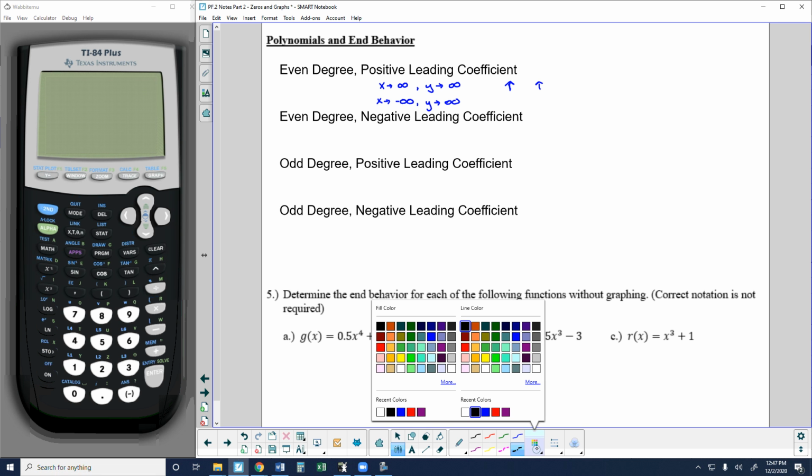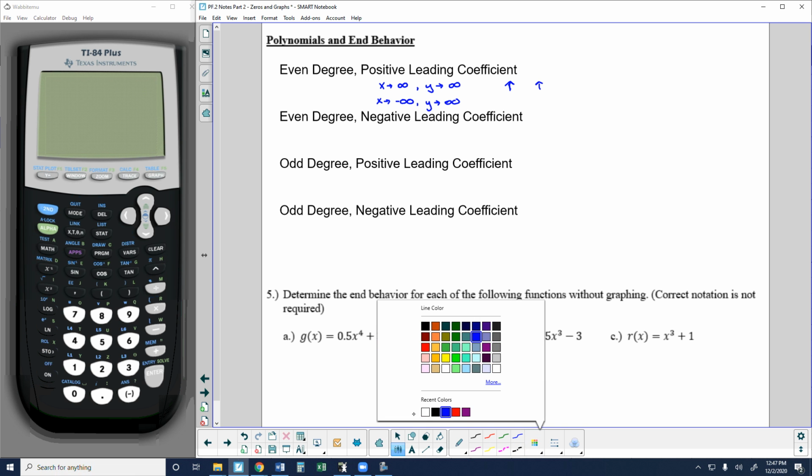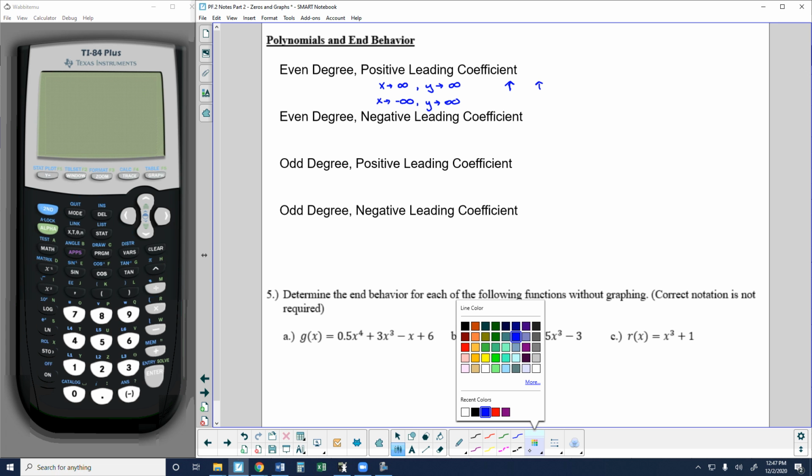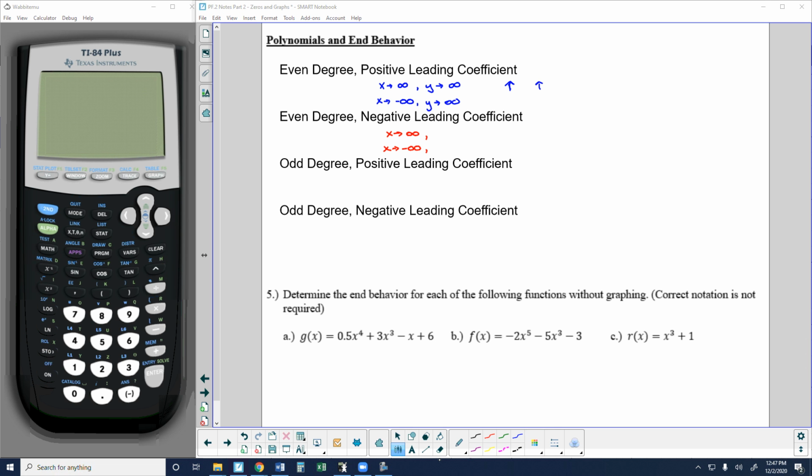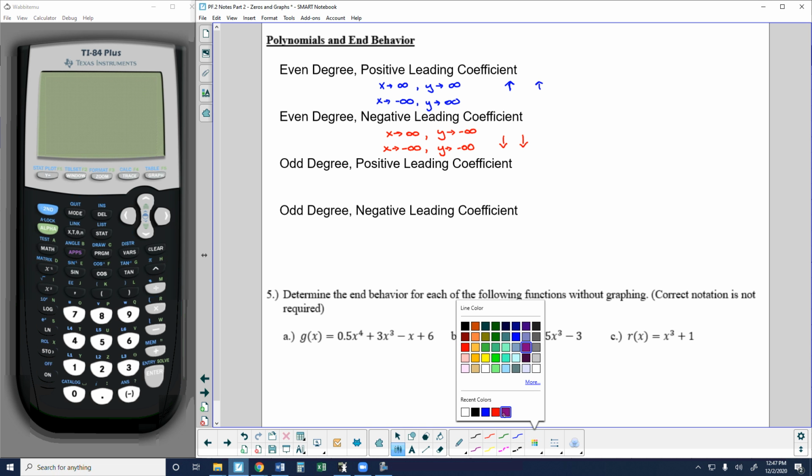For an even degree, negative leading coefficient. Even degree tells us they go the same direction. Negative leading coefficient tells us what happens to the right. So if it's a negative leading coefficient, to the right we're going to negative infinity. We're going down. If it's even, I'm going to do the same thing on the left. I'm going to go down. So this one would be down and down. Down to the left, down to the right.